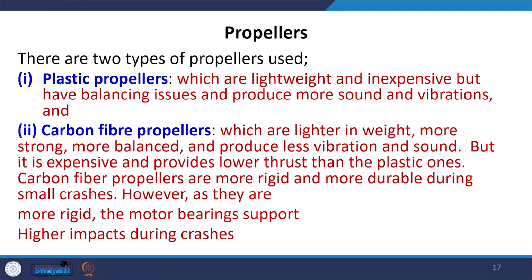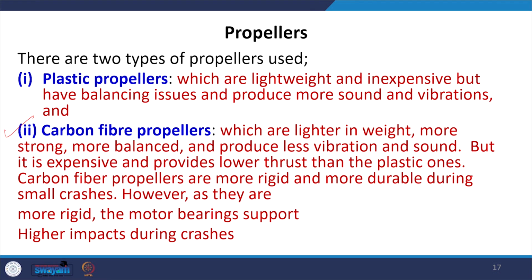There are basically 2 types of propellers which are used. Plastic propellers, as you can see from the name itself, are lightweight, inexpensive and economical, but they also have balancing issues because of the light weight, and produce more sound and vibration when the air thrust comes to them.